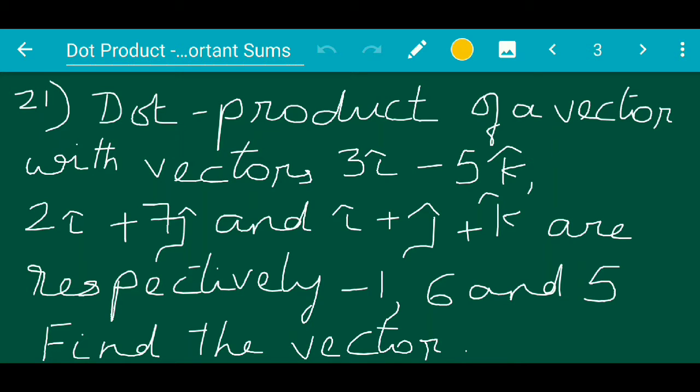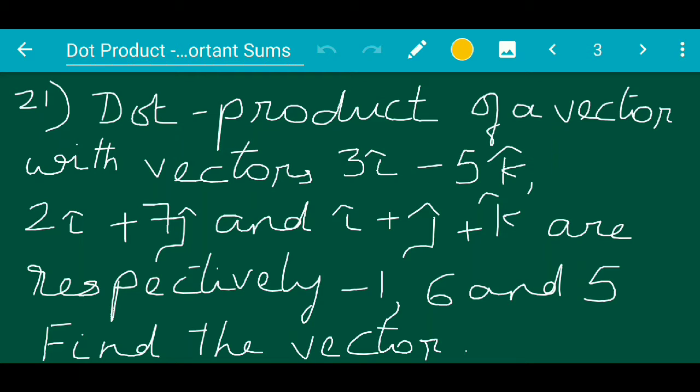Now we go on to the 21st question. In between, some of the sums we already solved, other sums we will be solving later, but the 21st question deals with the dot product. The question is: the dot product of a vector with vectors 3i minus 5k, 2i plus 7j and i plus j plus k are respectively minus 1, 6 and 5.